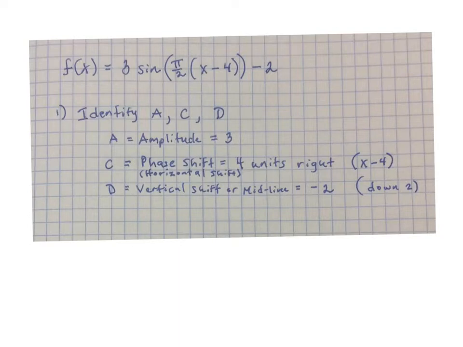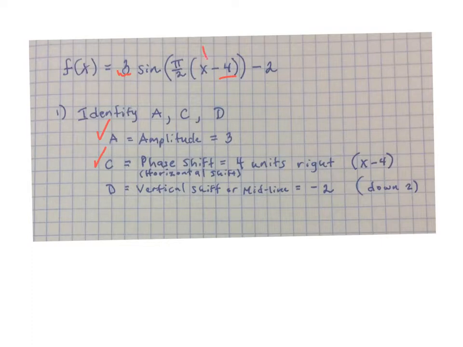All right, so the first thing that we want to do is identify A, C, and D. These are easy to identify, and they help us have a general understanding of the function before we even put anything on a graph. So we identify our A value as 3. We identify our C value as 4.